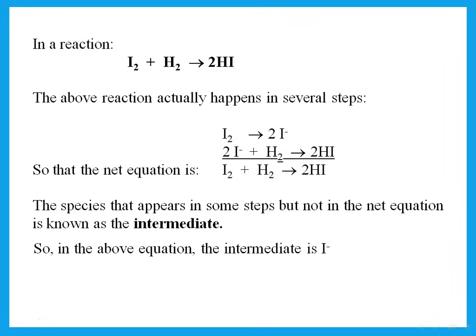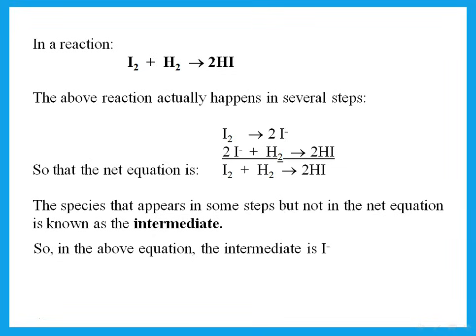Again, if we have a reaction, let's say I2 plus H2 to give 2HI, we said this will happen in a series of steps. So let's say it happens in these two steps. First, the iodine changes to iodide, and then the iodide reacts to form HI.